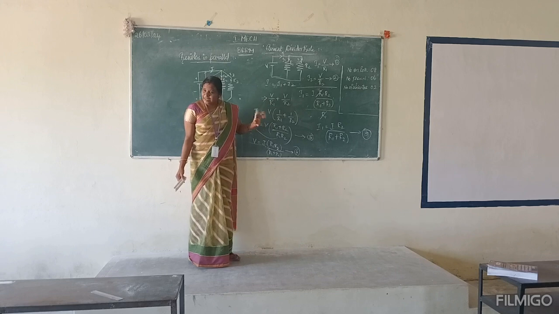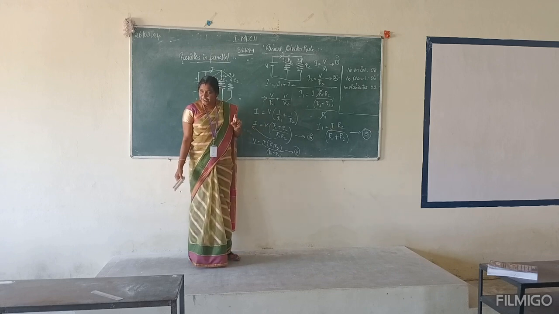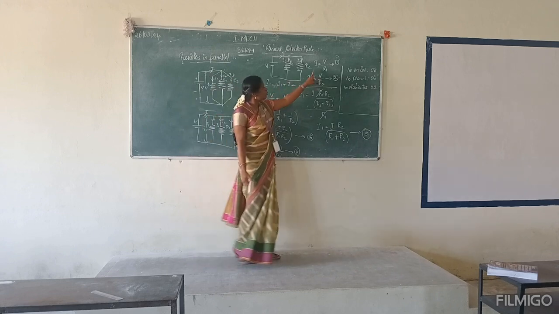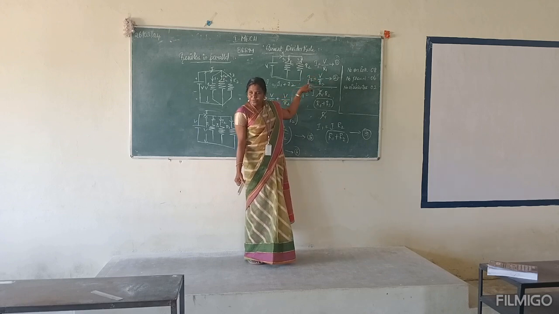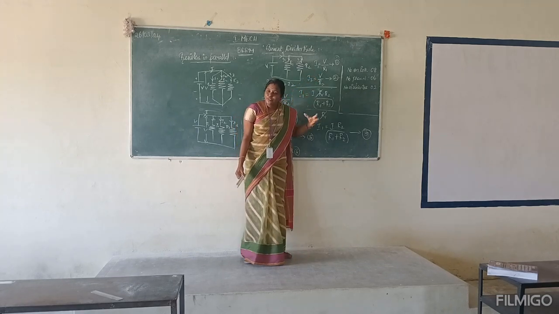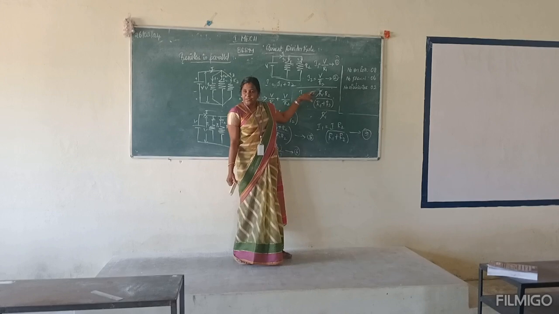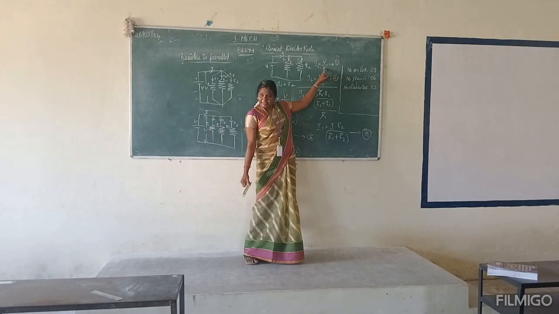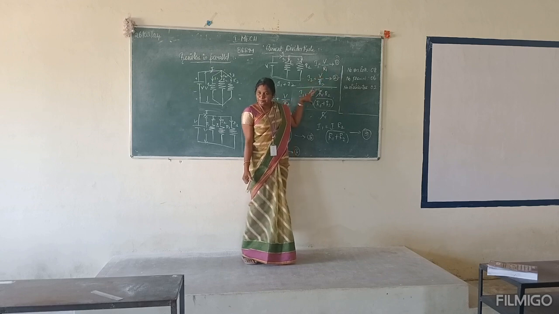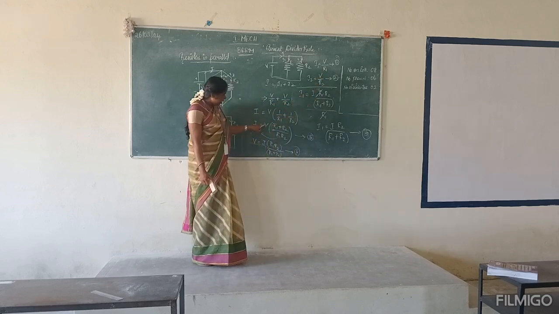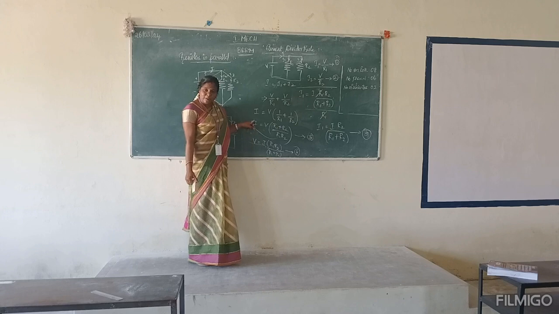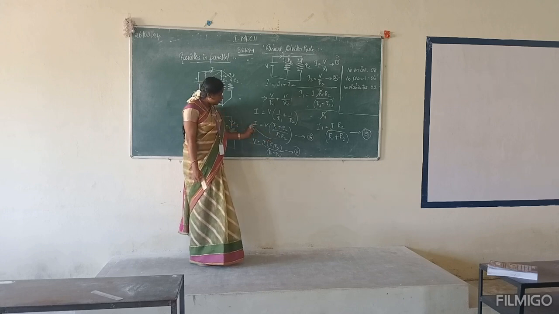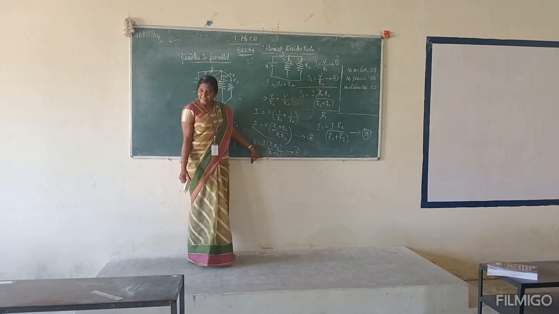Now I don't want the total current, I want the individual currents, I1 and I2. Then what is I1? I1 is V by R1, and I2 is equal to V by R2. So how to find out I1 and I2? Since V I know, I should substitute V here, and I should get I1 and I2. V is equal to what? I into R1 R2 divided by R1 plus R2.